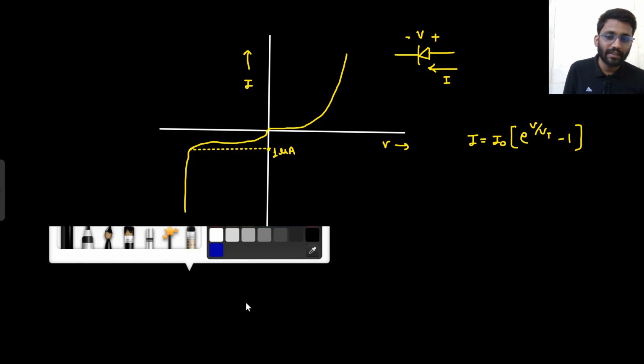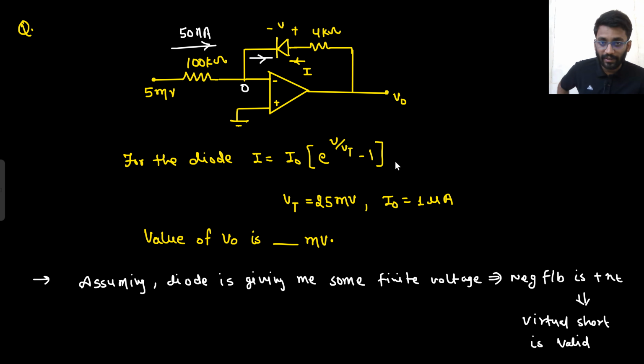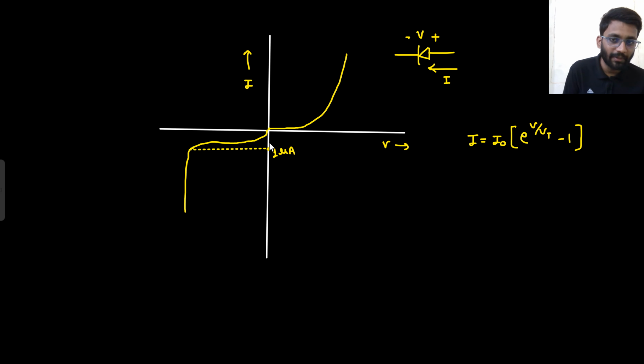Right? Now what is the current you got? What is the current that is flowing into the diode? The current that is flowing into the diode is, for now, 50 nanoampere. So where will 50 nanoampere be? If this is 1 microampere, 50 nanoampere will be somewhere here, right? This will be 50 nanoampere. And if this is 50 nanoampere, then with respect to this, what is the voltage drop you are getting? This is the voltage drop you are getting.